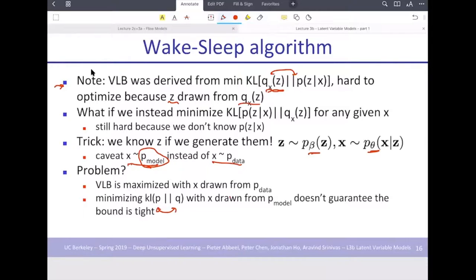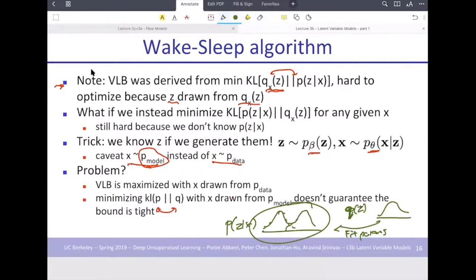What I was saying is that if your P of Z given X is a multimodal distribution, something like that, just two Gaussians, and you let your Q of Z be a normal distribution, you want to fit the parameters of Q of Z so that it matches this distribution. Clearly it can't match it, because a normal distribution only has one mode, and this has two modes.